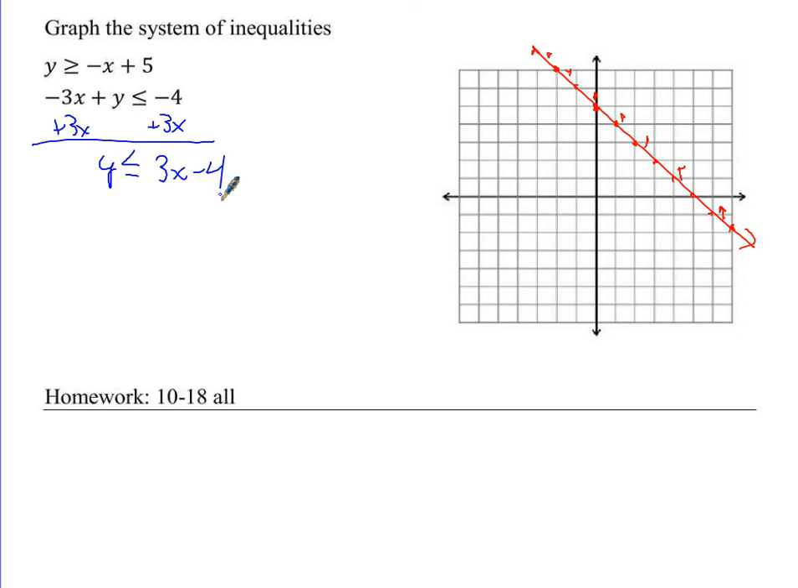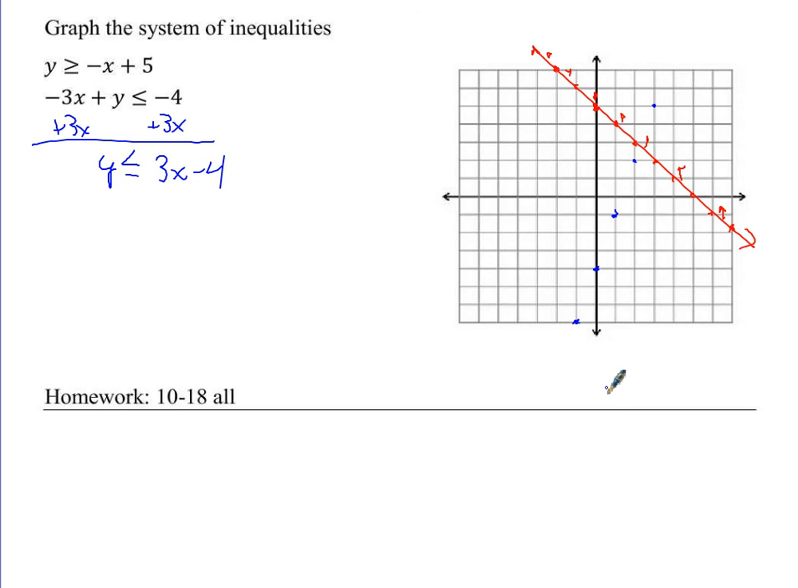Where do we start? -4, and then the slope is 3, so we're going to go up 3, right 1, up 3, right 1, up 3, right 1, and out of room there, so down 3, left 1, gets me one more dot, and now what?